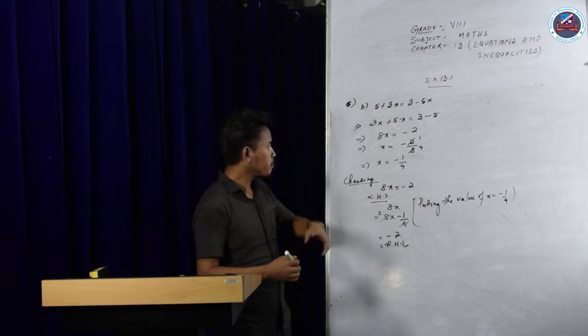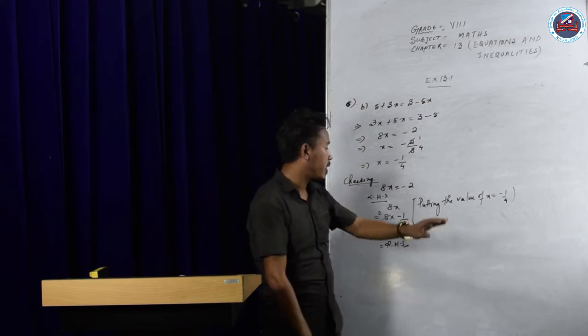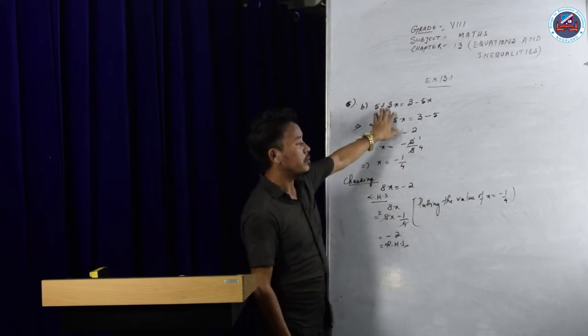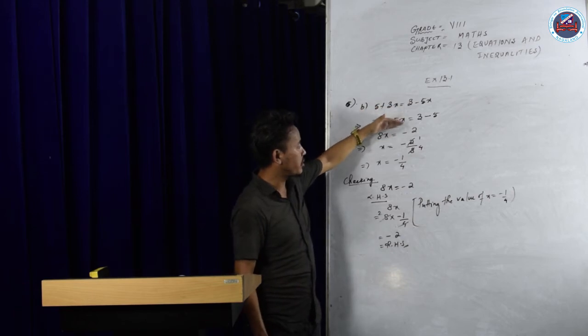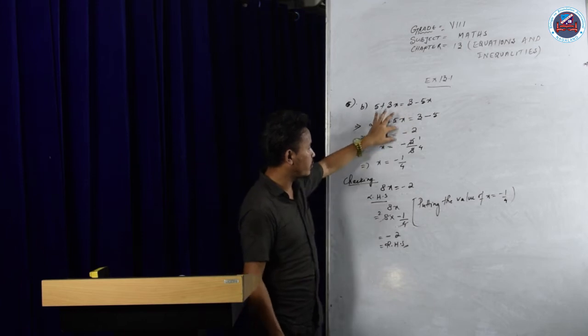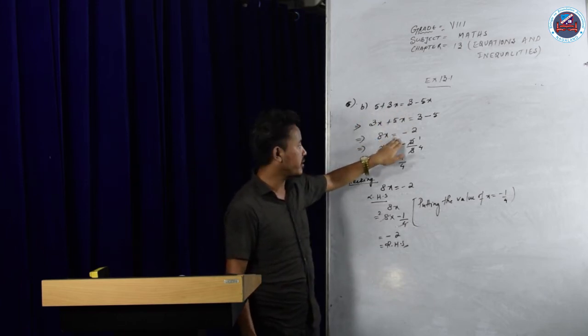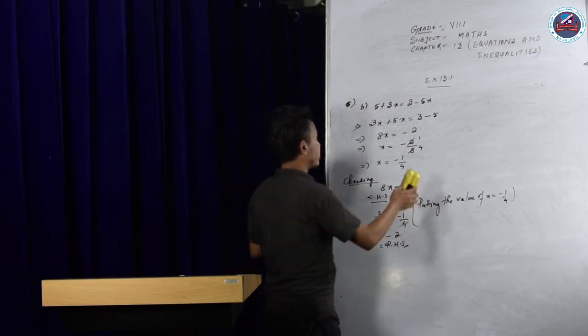You can substitute the value of x equals minus 1 by 4 on either side. You can substitute here or here, anywhere you can substitute it. It's all the same. Here I have taken this one because it's more simplified, so it becomes easier to calculate, right? Now let's move on to the next question.